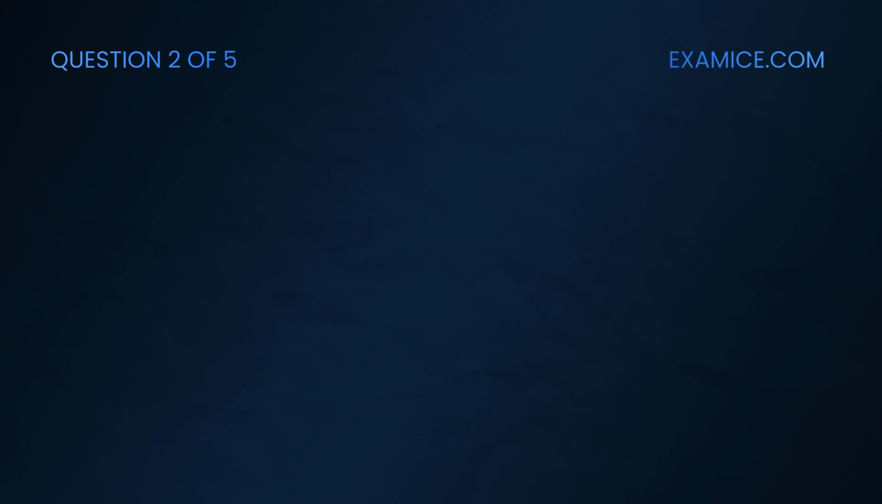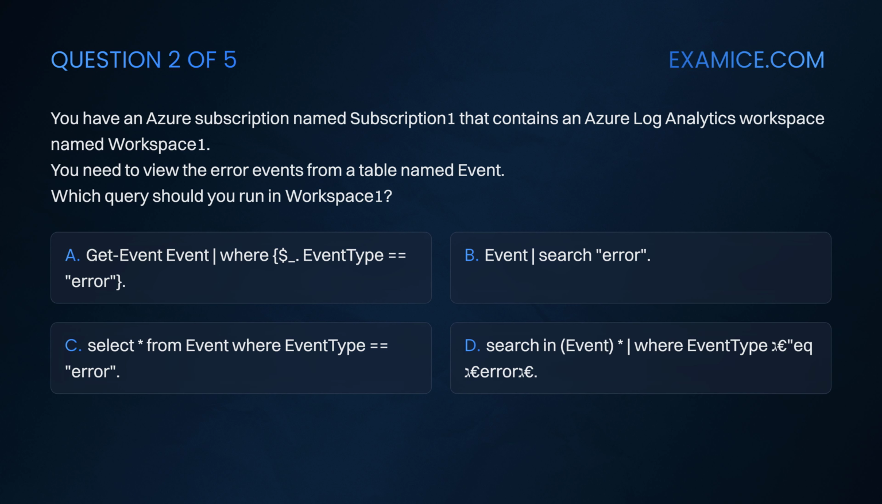Question 2. You have an Azure subscription named Subscription 1 that contains an Azure Log Analytics workspace named Workspace 1. You need to view the error events from a table named Event. Which query should you run in Workspace 1? Option A, Get-Event where EventType equals error. Option B, Event | search error. Option C, select * from Event where EventType equals error. Option D, search in (*) where EventType equals error.